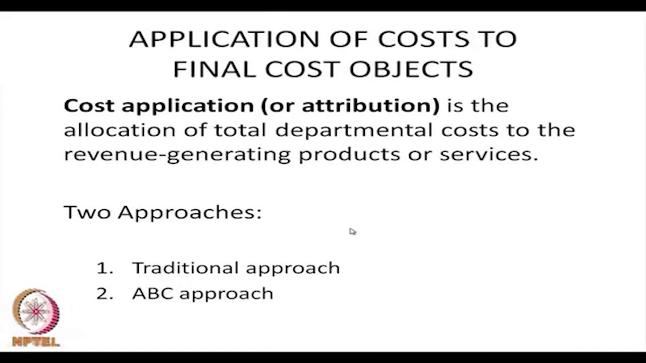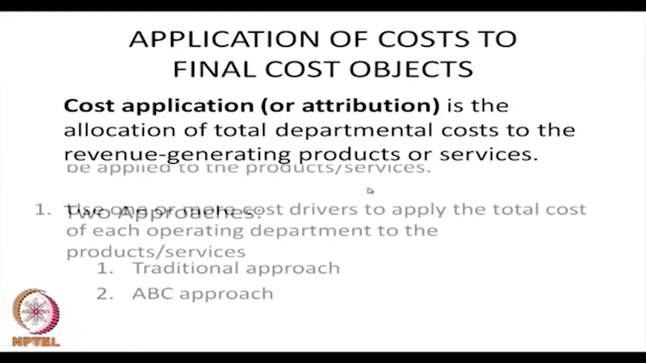Now, we come to the final allocation type 3, which is applying the costs to final cost objects such as products or services. Now, here there are once again two approaches, the traditional approach and the activity based costing approach, ABC. We already know each of these two approaches, but we are illustrating these approaches once again so that you get a full understanding of these approaches.